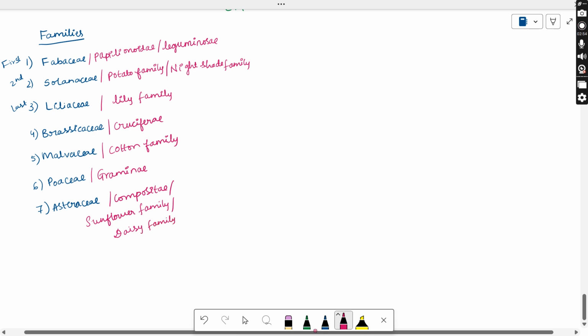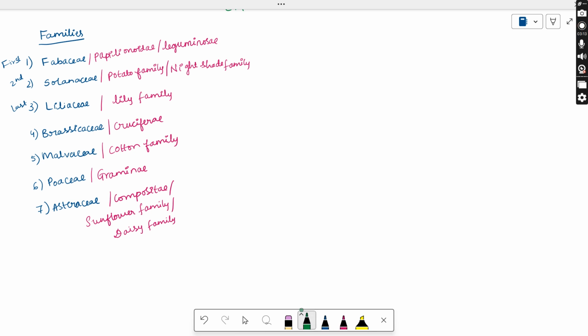Fabaceae or Papilionoidae, Leguminosae; Solanaceae or potato family, nightshade family; Liliaceae, lily family; Brassicaceae, Cruciferae; Malvaceae, cotton family; Poaceae, Graminae; Asteraceae, Compositae, sunflower family or the daisy family.